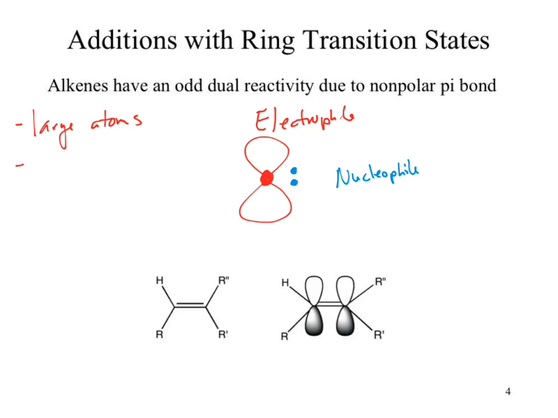Electronegative is not going to quite work. It still kind of goes hand in hand with our large atoms. That's still with our large atoms. Metals also tend to be pretty good at this. Why would a metal be pretty good at this?